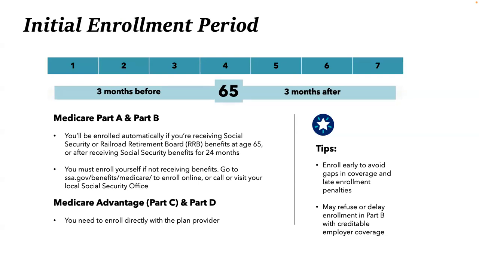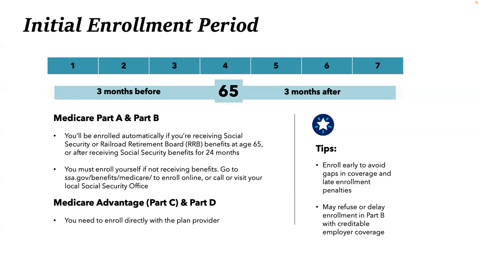If you've already started receiving Social Security retirement benefits or Railroad Retirement Board benefits, or if you are receiving Social Security disability benefits for at least 24 months, you will automatically be enrolled in Medicare Part A and B, and no action will need to be taken by you. You will receive your cards in the mail a couple of months prior to your 65th birthday.